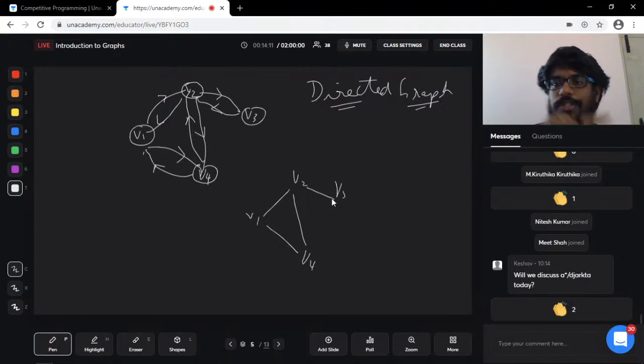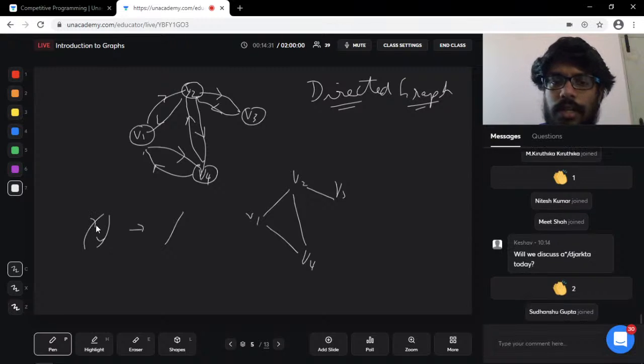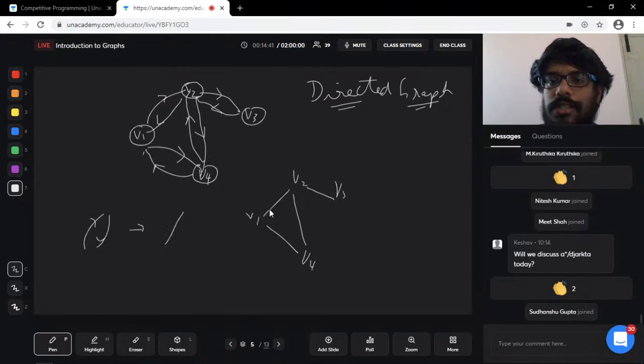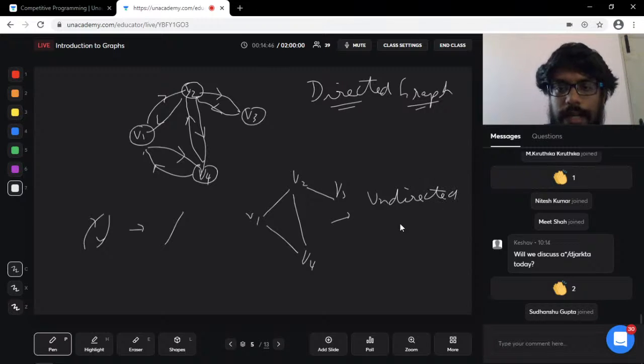Instead of having two edges between every two vertices going in two directions, I'll just put one undirected edge, which means that I can go from V1 to V2 and I can go from V2 to V1. It's like clubbing both edges together and making a single edge. If you can go in both directions, we'll put one single edge and call it an undirected edge, and that signifies that you can go in either direction. So this will be an undirected graph.